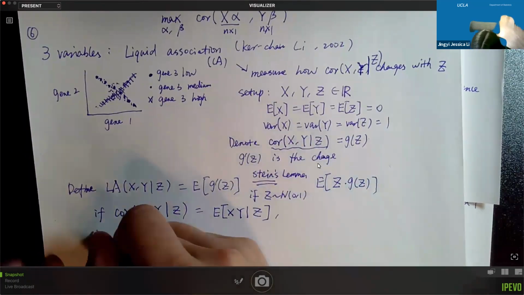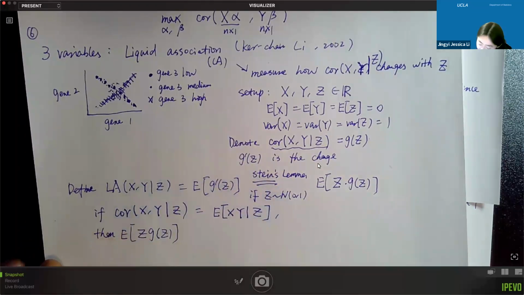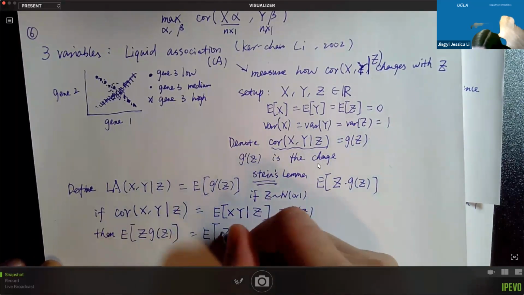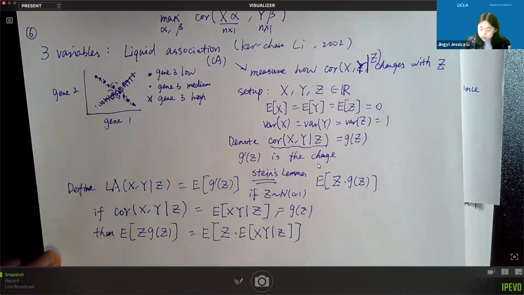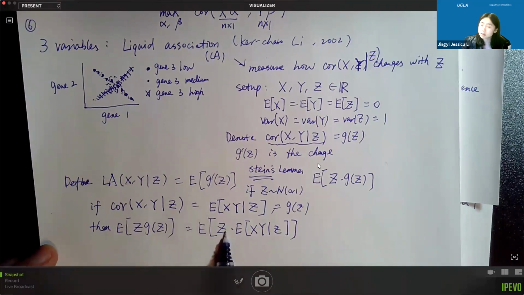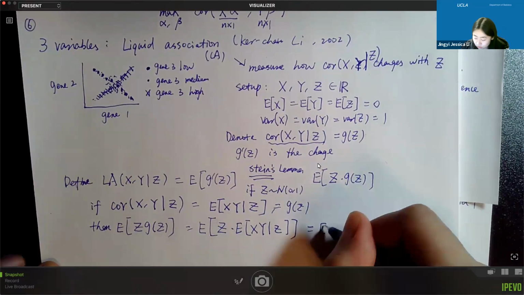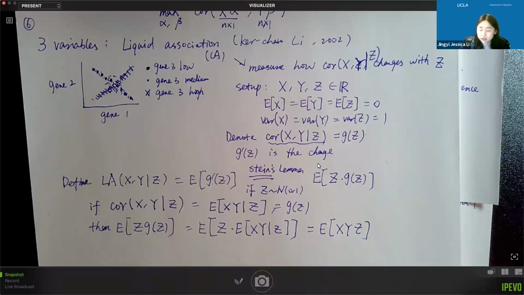Then this expectation of Z G(Z) is what? This is our G(Z). It's just the expectation of Z times the conditional expectation of XY given Z. For this conditional expectation, Z is a constant, so I can move it inside, and then I have two layers of expectation. By the tower rule, this is just the expectation of X times Y times Z. So that's why the computation becomes super easy. We just need to transform our data to satisfy everything we need.